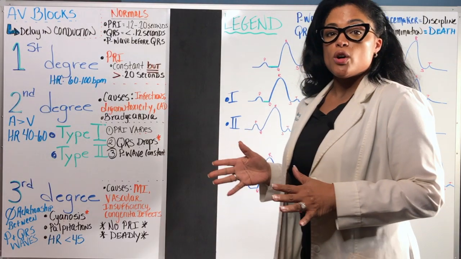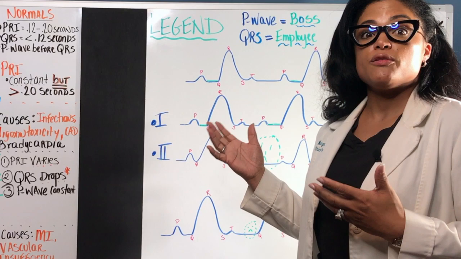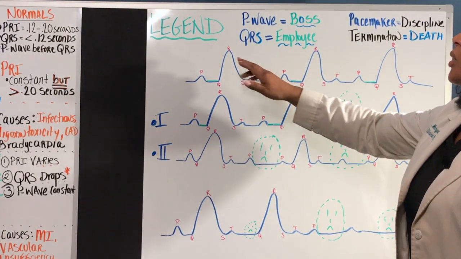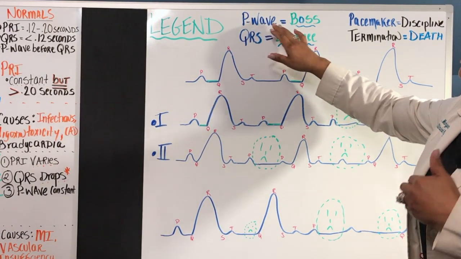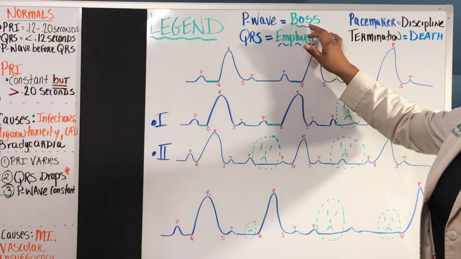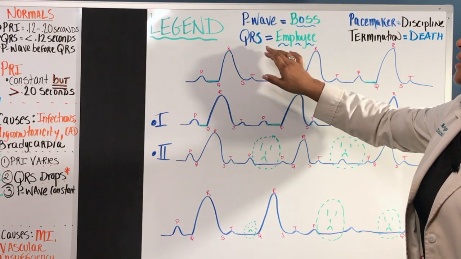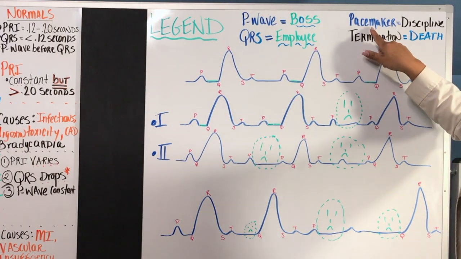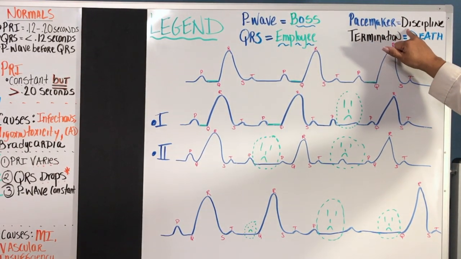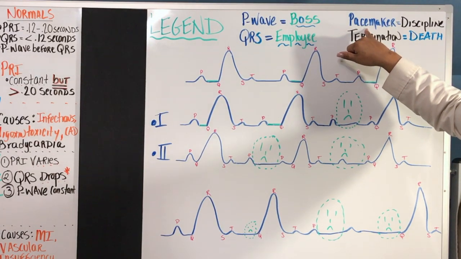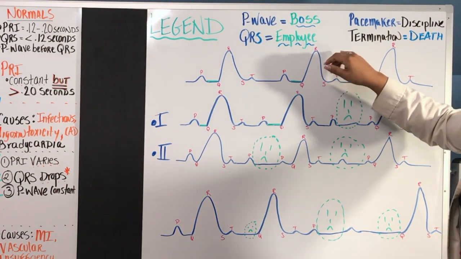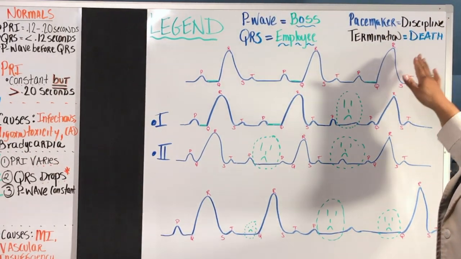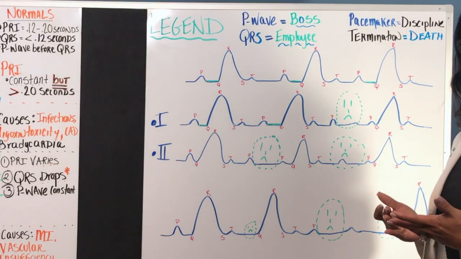So now we're going to move on to an easy way to remember the different types of blocks. Okay, so I want you to see this legend here. The P wave in my story equals the boss. The QRS complex is the employee. When I mention a discipline, that's talking about a pacemaker. And when I mention death, that's talking about termination. So always have this legend in your head when you're listening to my story.